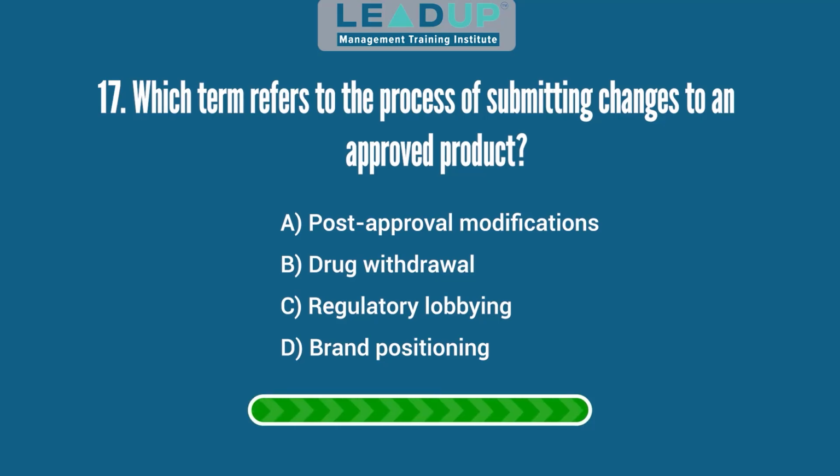Question 17. Which term refers to the process of submitting changes to an approved product? A. Post-approval modifications. B. Drug withdrawal. C. Regulatory lobbying. And D. Brand positioning. The answer is post-approval modifications.